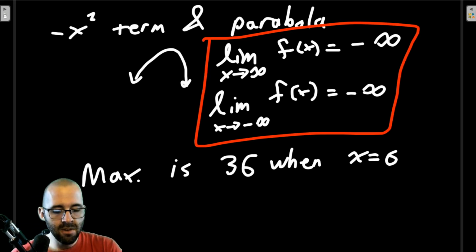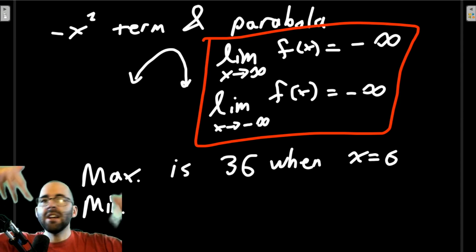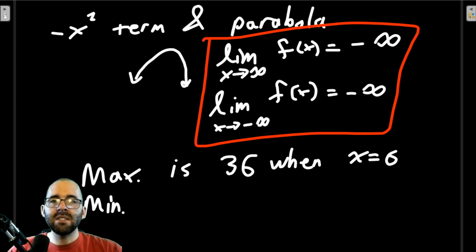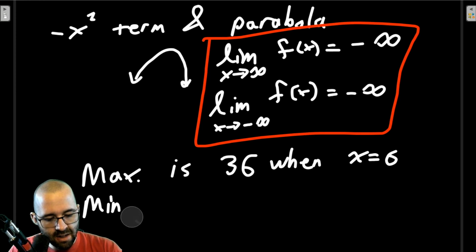For the minimum value, we don't really have a minimum value. Because notice up here, right? To the left and the right, this function's shooting down to negative infinity. It's getting smaller and smaller and smaller. So we say that there is no minimum value because we can always get minimum-er than that. All right. So we'll say no minimum value right here.